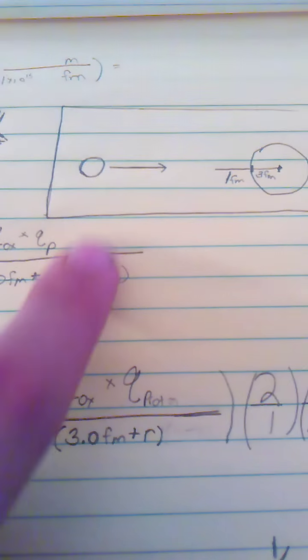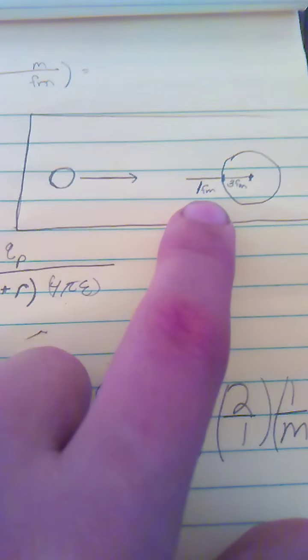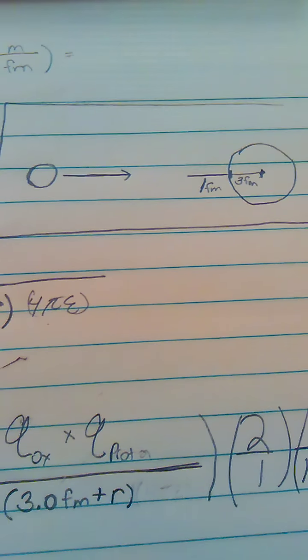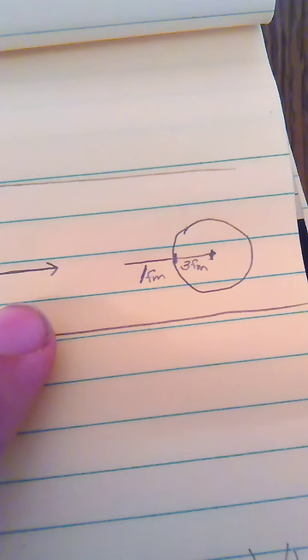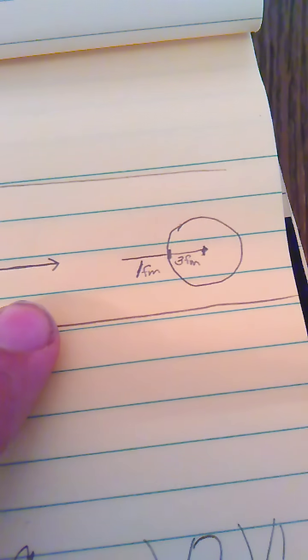First, just a picture to help you get a better understanding. Here's the proton, traveling this way, and the problem says it needs to be 1 femtometer away. You need to have a little bit of intuition about what's going on. When you do the equations, you can't just set it to 1 femtometer. You would have to know that when you do a potential, the distance for a radius is calculated from the center.